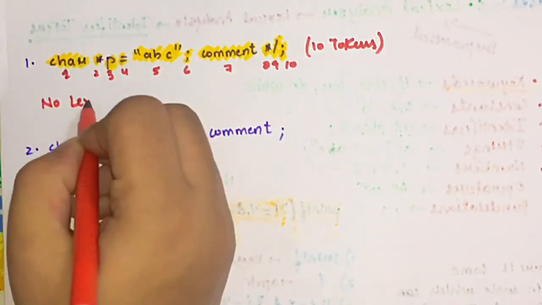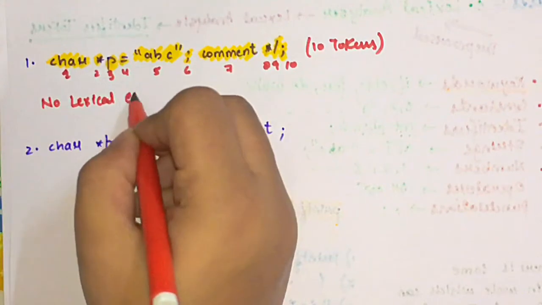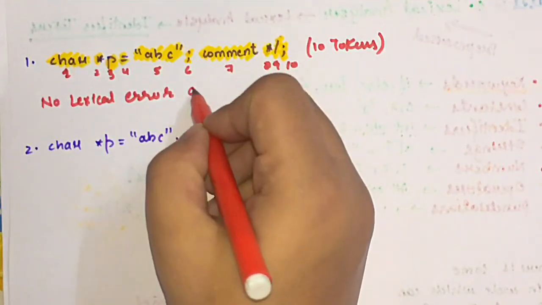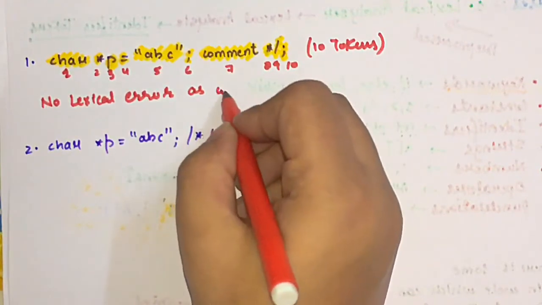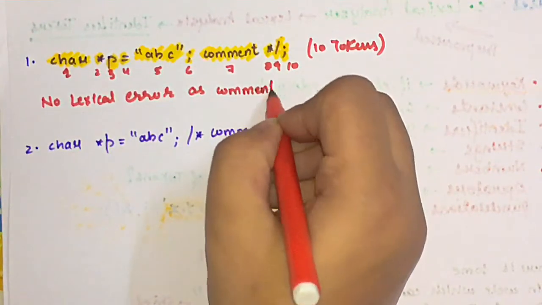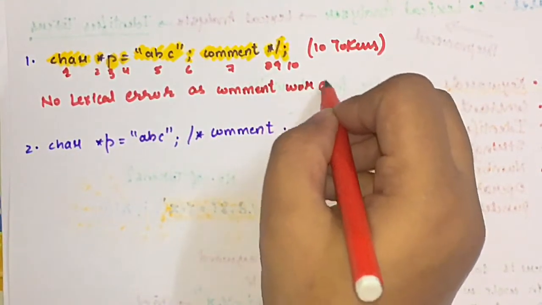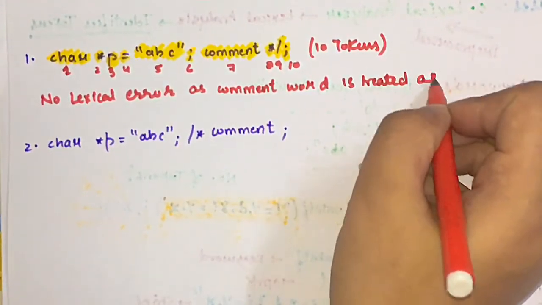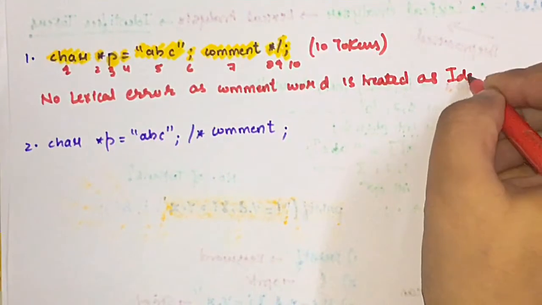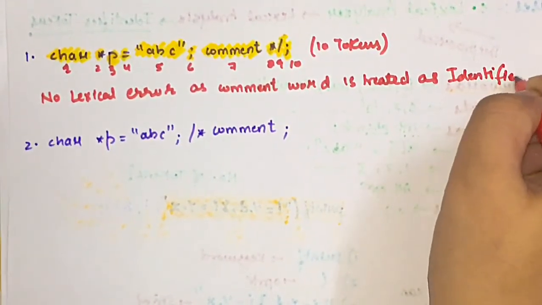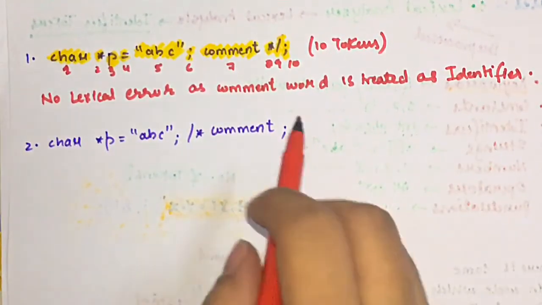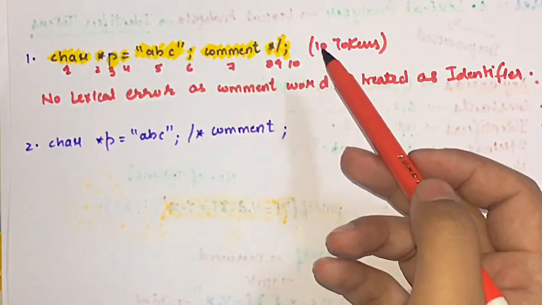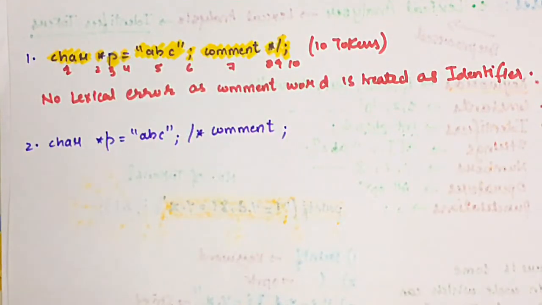No lexical error, as the word comment is treated as an identifier, and star and divide are treated as operator tokens. Okay, now see the next line of code.